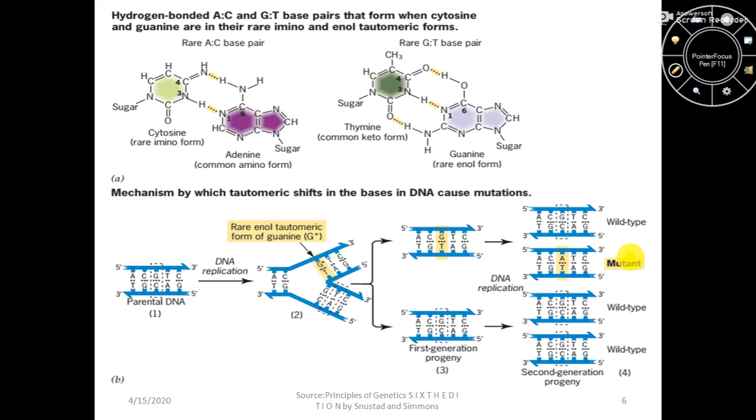What is then the cytosine? After the tautomeric effect, cytosine and guanine in their rare imino and enol tautomeric forms bind differently. Cytosine binds to adenine, not to guanine, and thymine binds to guanine, not to adenine. This phenomenon occurs, so mutations occur through this tautomerism. In this picture you can see how it occurs in this region. After replication, the change occurs in this region.